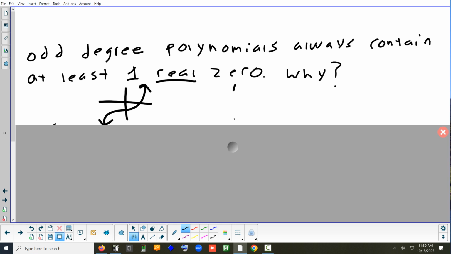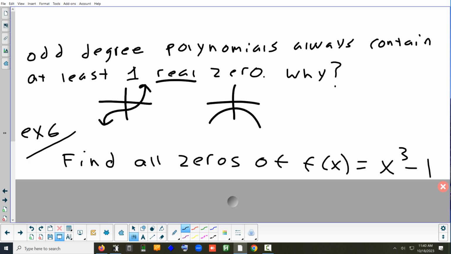Now, is that true for a parabola? Nope. If I draw a parabola, will it always cross the x-axis? No. That one doesn't cross. But odd ones always will, because one side of an odd goes down, the other side goes up, and it's always connected. So odd degree always crosses the x-axis somewhere. But not even. Parabolas don't have to.